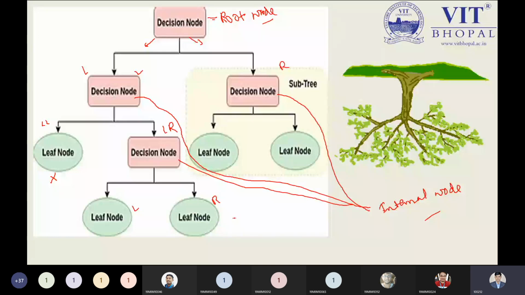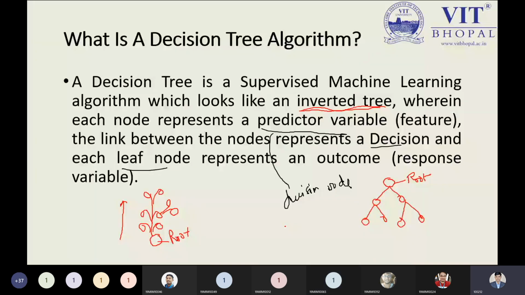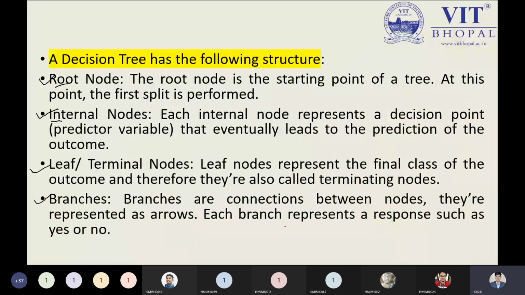So a leaf node cannot be equal to a decision node. This is the point. Tell me any doubt. Is it clear to all right now about this point? Yes. Okay, so this is something we need to keep in mind in the decision tree, and this is a critical point.